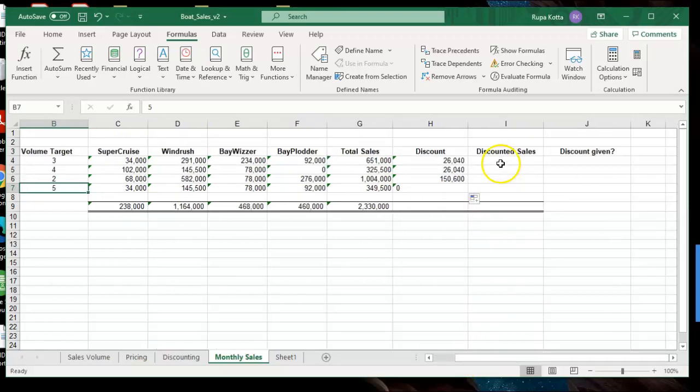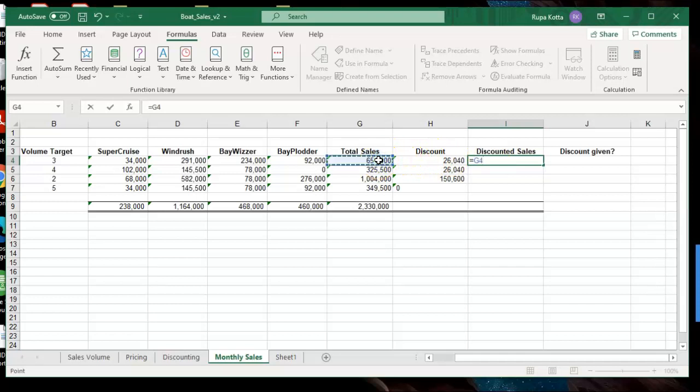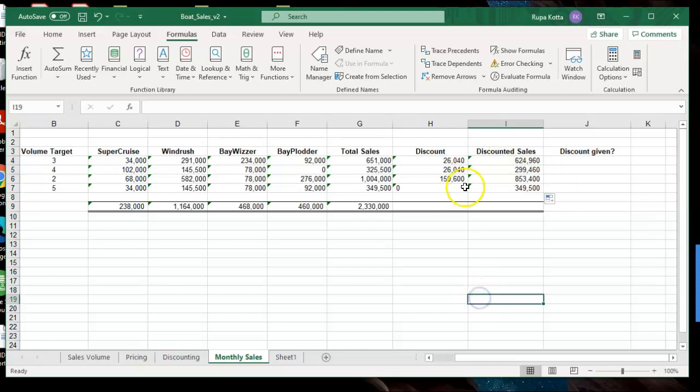Now you need to calculate the discounted sales. That is how much will be the sales after the discount. And as you know, discount is subtracted. So total sales minus the discount. Copy everything and you can see this value is equal, but all the other values, this was 651,000, it became 624, 325,000 became 299. So you deducted the discount and calculated the discount given.